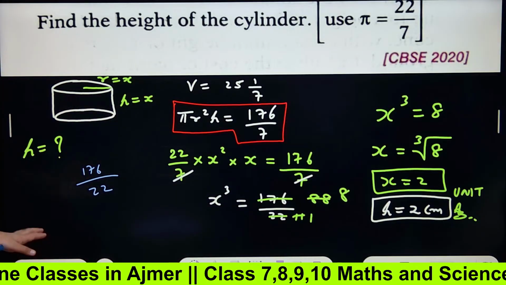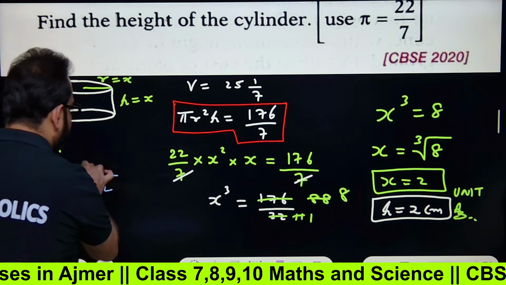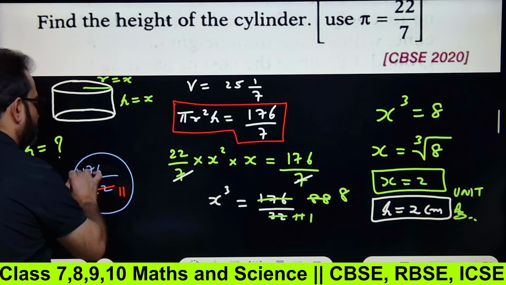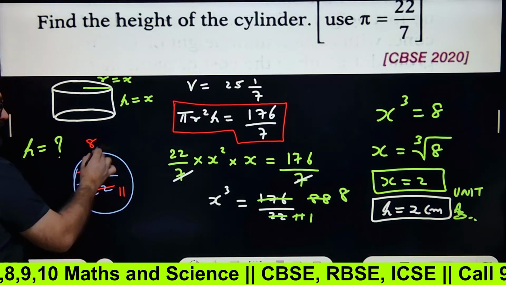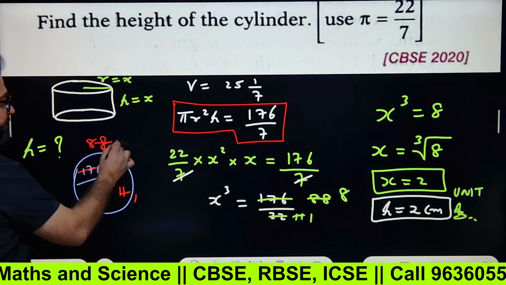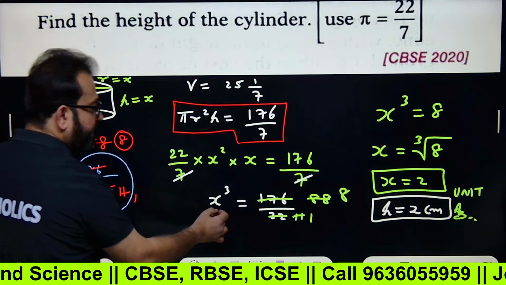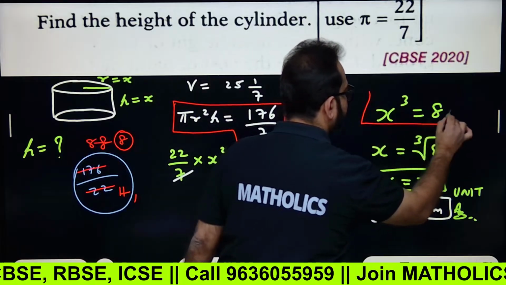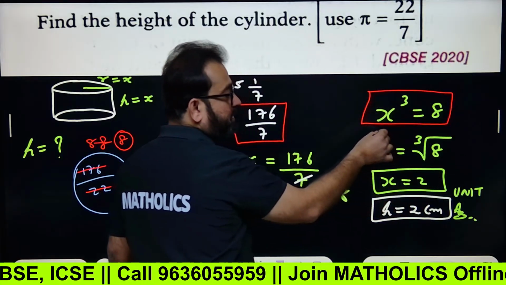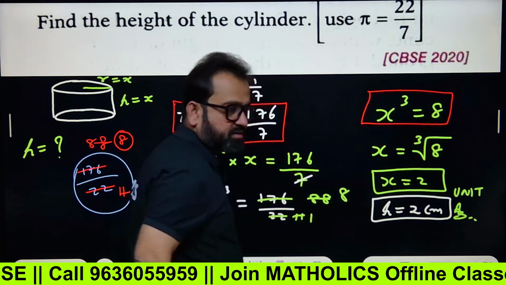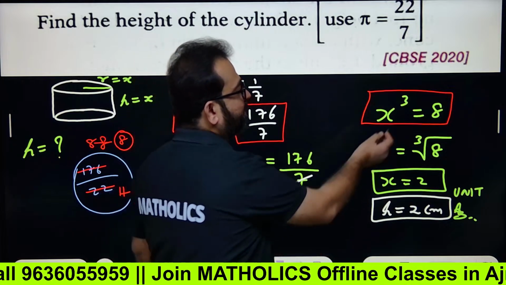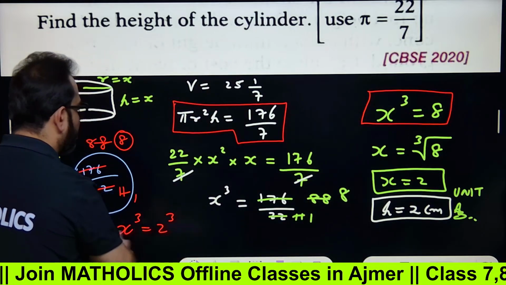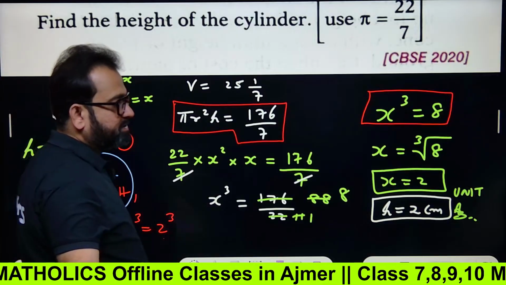Tell me, if this is clear, 176 by 22, you can cancel it. Say it with 2. 2 11s are 22, then 2 8s are 16, remaining is 1, 2 8s are 16. 11 ones are 11, 8s are 88. So finally, I got x cube equals 8. Then you find out the cube root of 8, you'll get the value of x, right? So you can compare it like this also, x cube equals 2 cube. Comparing both sides, x is equal to 2. That's it. This is my answer.